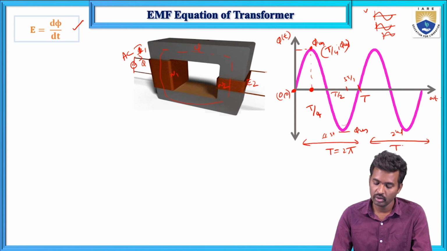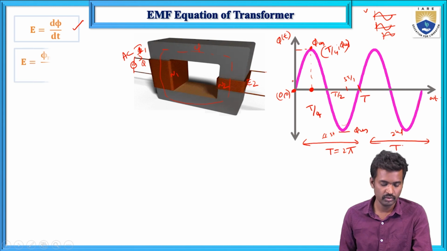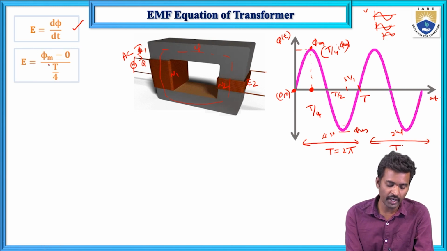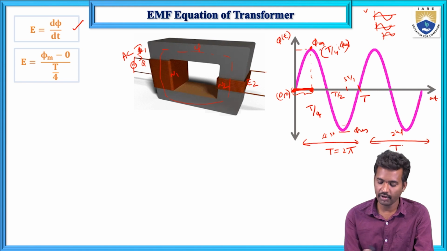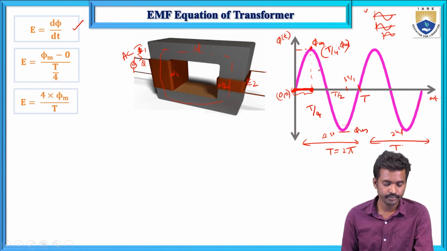So phi m minus 0 divided by T by 4 minus 0. If you consider these two only, during this period T by 4, and phi m minus 0. Now here, 4 is in the denominator, so it comes to 4 phi m divided by T.